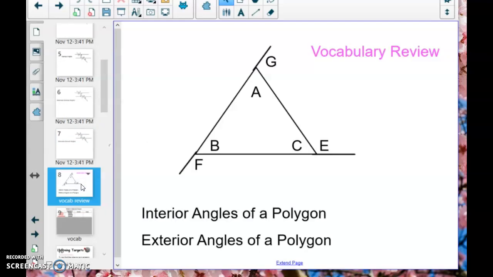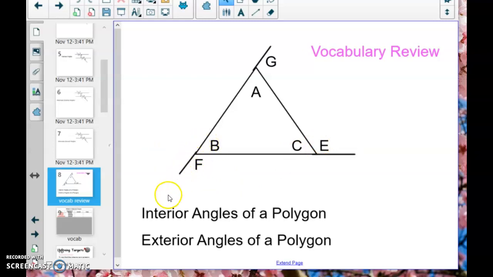A little terminology for today. Interior angles of a polygon would be angles B, A, and C. See how those are angles that are inside of the polygon. And then we also have exterior angles of the polygon, and that would be angle F, angle G, and angle E. And at each of these intersections, you actually make 2 exterior angles.